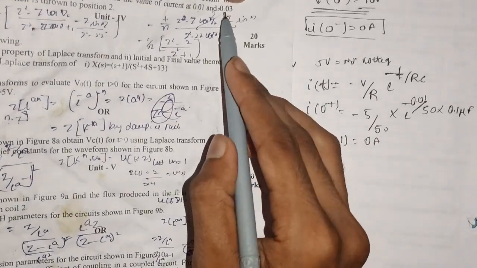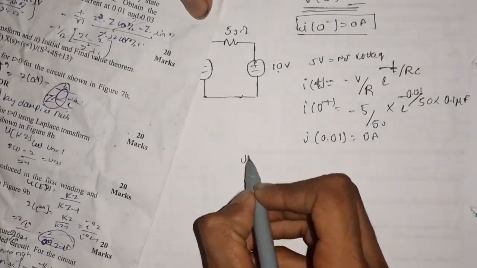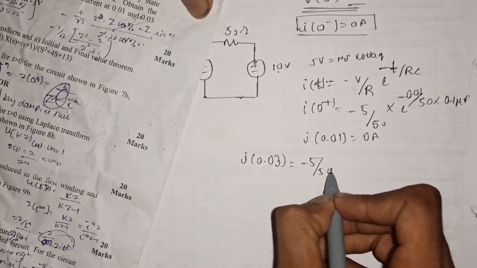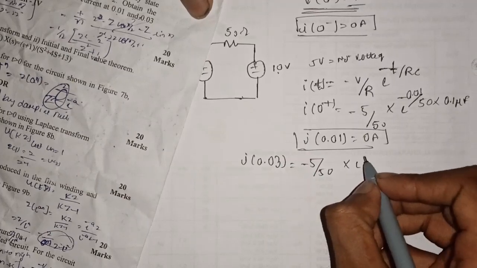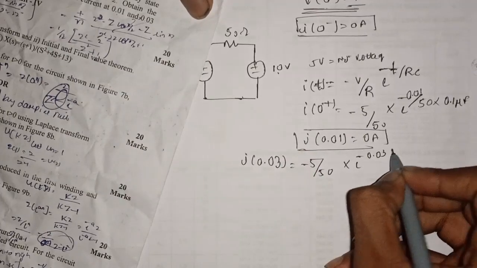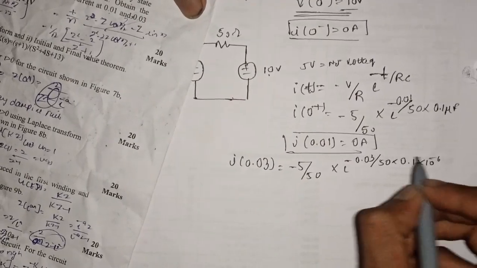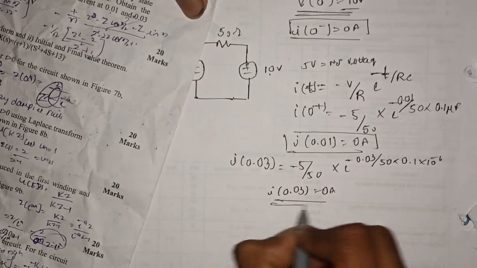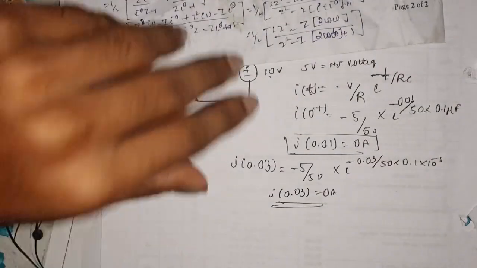And the second case is that you have to calculate the value of current at 0.03 seconds, which will be I of 0.03 equal to minus 5 by 50 into e to the power of minus 0.03 divided by 50 into 0.1 into 10 raised to minus 6, which will also be equal to 0 ampere. And now we have solved the question, and this is the solution for this.